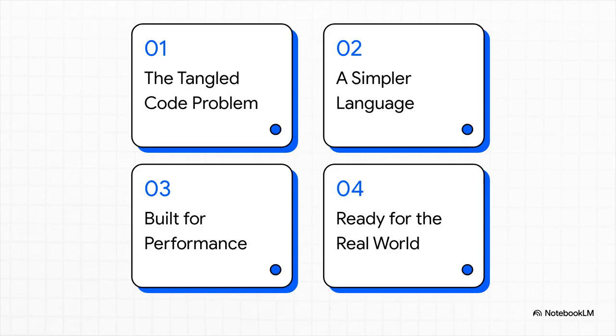To get to the bottom of it, we're going to break it down into 4 parts. First, we'll look at the tangled code problem, what things were like before. Then, we'll see how LCEL offers a much simpler language. After that, we'll explore how it's engineered for serious performance. And finally, we'll see how it all comes together in a package that's ready for the real world. Let's start with the problem.